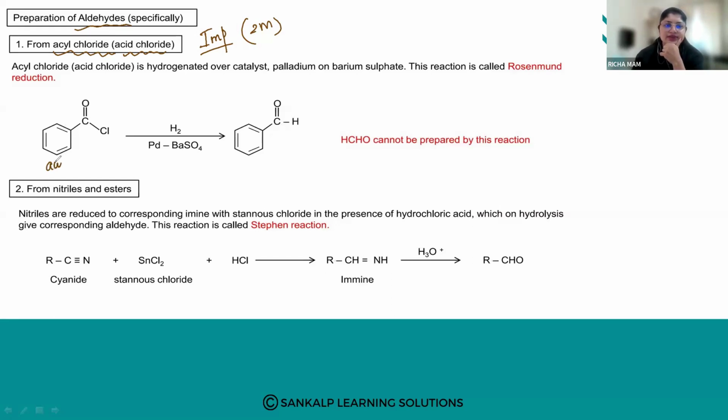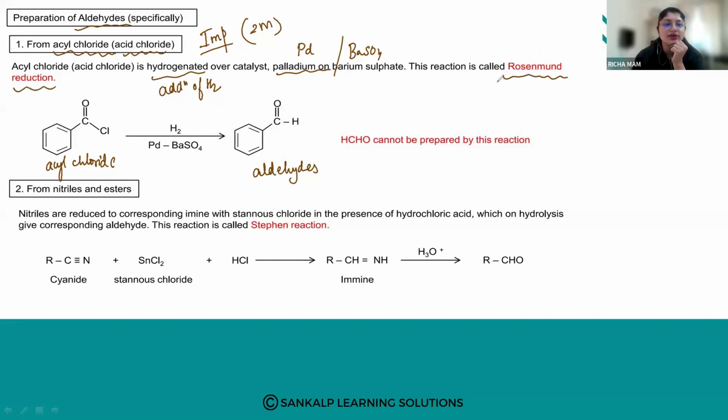Okay, this is an acid chloride, or you can say acyl chloride. And we are doing hydrogenation. Hydrogenation means what? Addition of hydrogen molecule over a catalyst. Which catalyst is taken? We can take palladium on barium sulfate, and it forms aldehydes. This famous name reaction is called Rosenmund reduction.